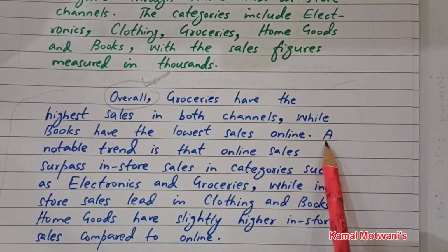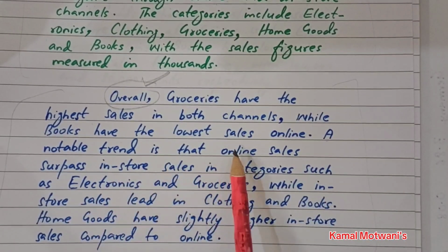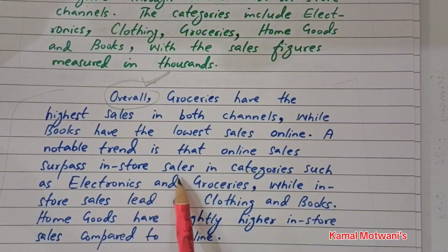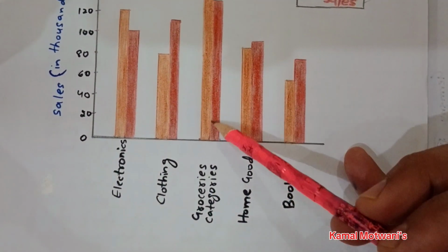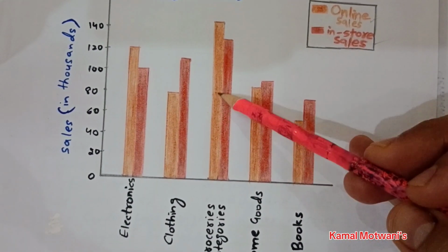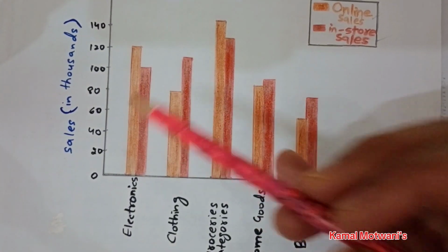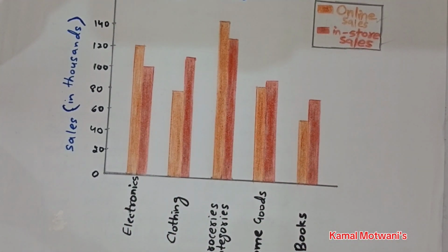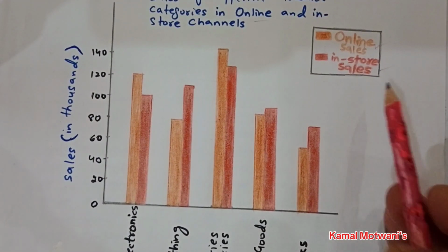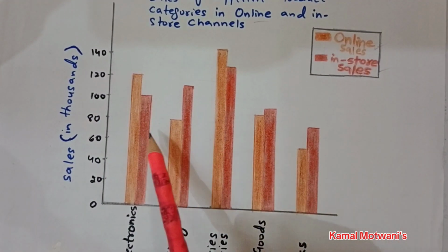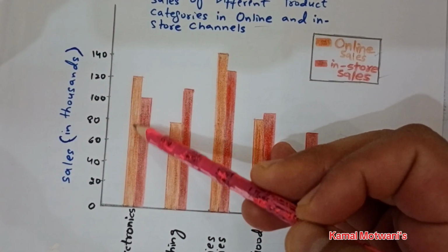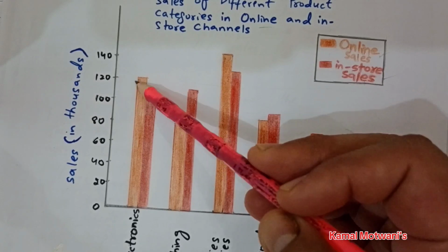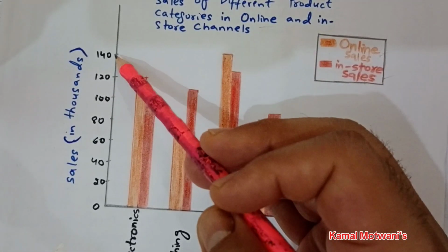Okay, a notable trend is that online sales surpass in-store sales in categories such as electronics and groceries. See, groceries sales have the highest online, and then electronics. If we count them both, then these are higher than the in-store sales, which are way smaller. You see, this is the highest online sales. It is around 120, and this is ahead of 140.